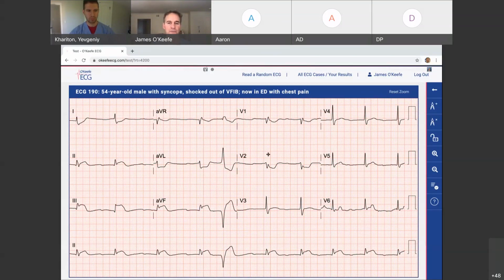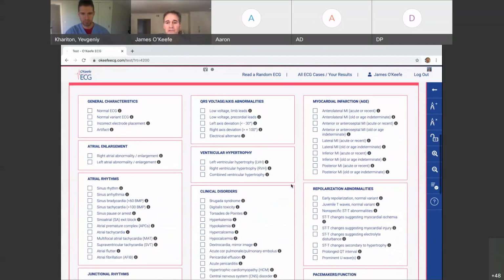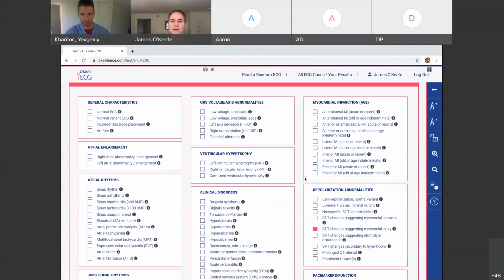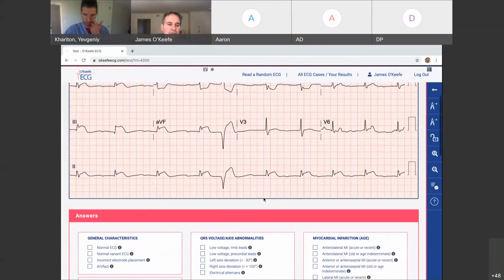You have this ST segment depression with a still mostly upright T wave. And usually when you see an acute posterior infarction, it's in conjunction with an acute inferior infarction. On the boards, there is a repolarization abnormality called STT changes suggesting myocardial injury, which is, I think, a good idea to always score when you have, in this case, an acute inferior MI, an acute posterior MI, and this rhythm. What do you make of this rhythm?